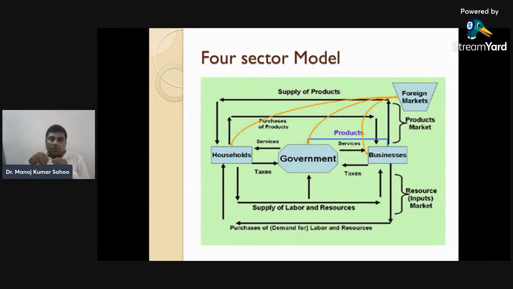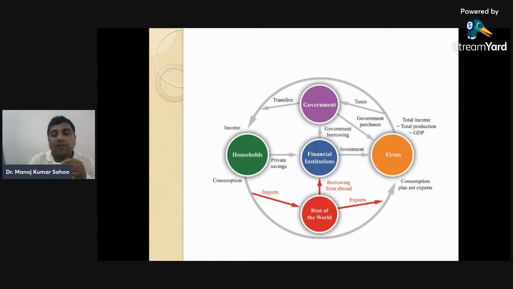So that is called the income of one sector is the expenditure of another sector, and the expenditure of the other sector becomes the income of the first sector. So here, as four sectors are involved, we call it the circular flow of income in the four sector model. Here there is involvement of four economic agents: household, government, business, and foreign market. Already I have discussed all these things.